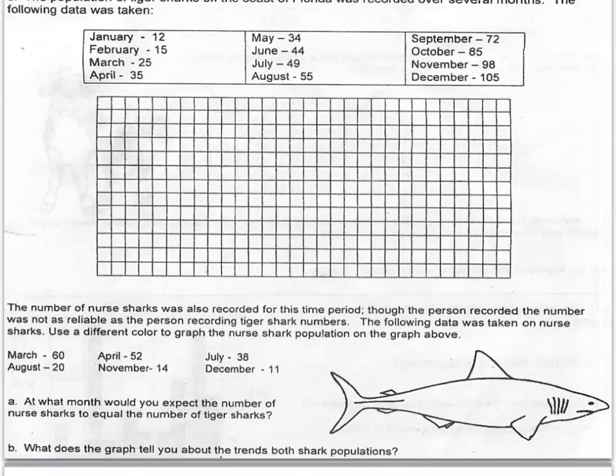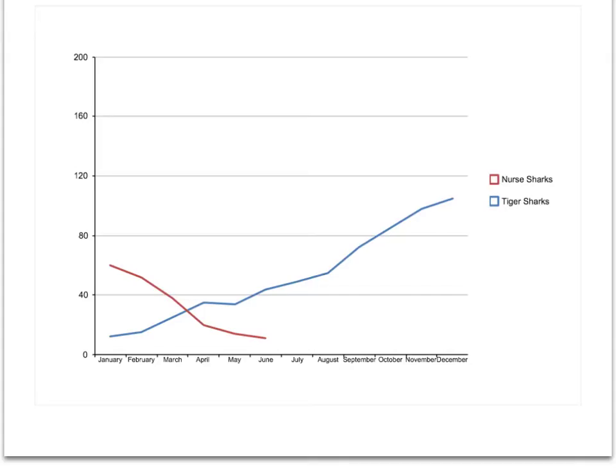Our next question says, the population of tiger sharks off the coast of Florida was recorded over several months. The following data was taken. So here's the data. And they also took the number of nurse sharks, but the data is really bad. So they're going to ask us some questions about the data. The best way to do this is to actually graph it, and you're going to want to do a line graph like we did with Bessie and the cow and compare it.